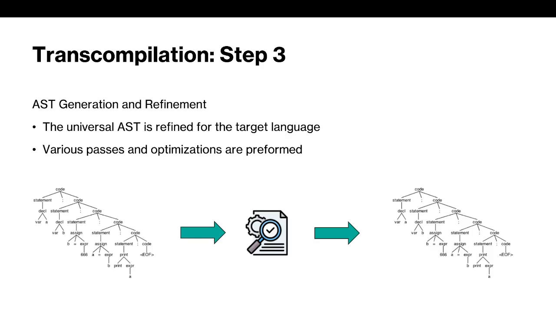to. Step 3 is when we do stuff on our universal AST to prepare it for the target language. Various passes and optimizations are performed, and what these look like are very dependent on the source language and the target language. If we're going from something relatively simple such as C to something more complex or verbose like Rust, the universal AST has to be altered and prepared to meet the more complex and deeper structures that are inherent in Rust and other similar languages.